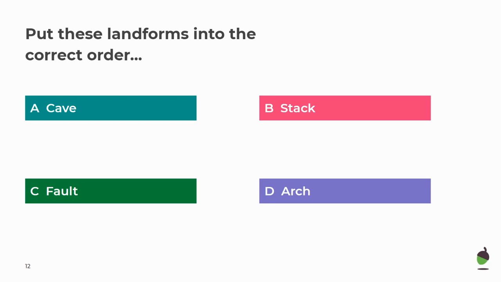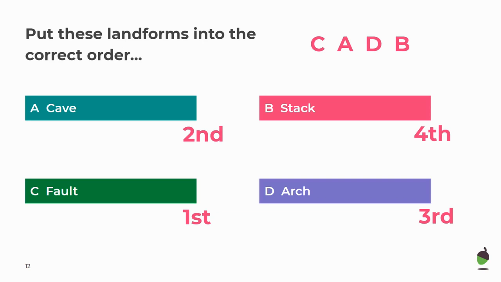Put these landforms into the correct order. So jot down the letter. You've got cave, stack, fault and arch. Jot down the 4 letters in the correct order. Right, now you've got them written down. You should have C first, fault. Then you should have A, cave. D, arch. And finally, B, stack. So those letters, one last time, C, A, D, B.